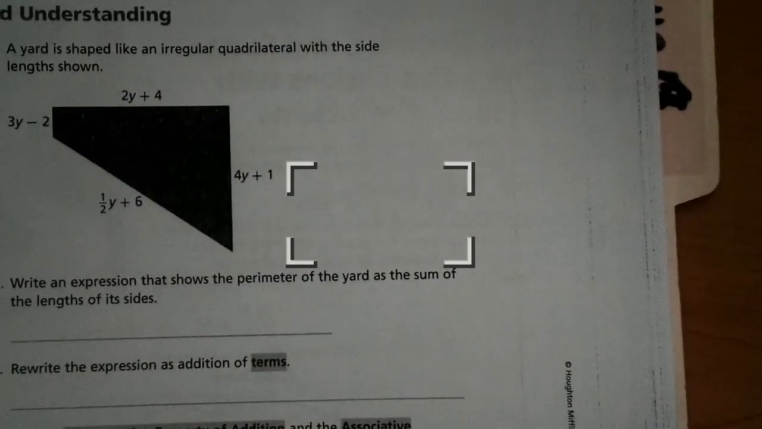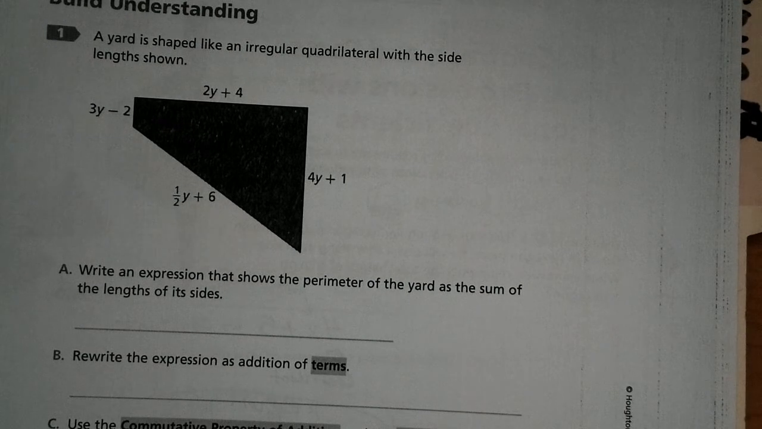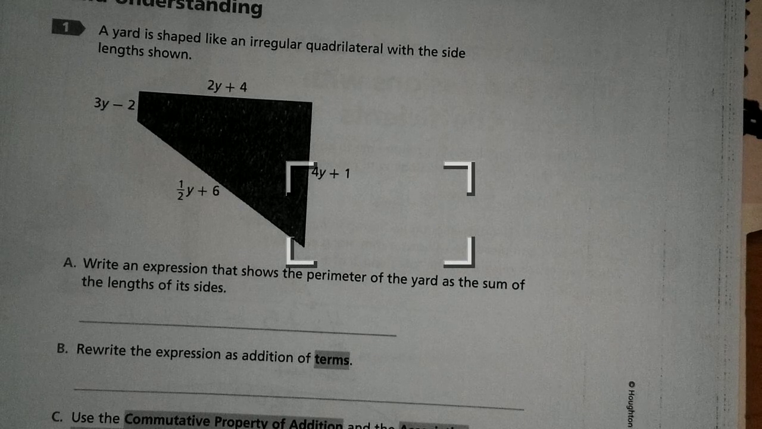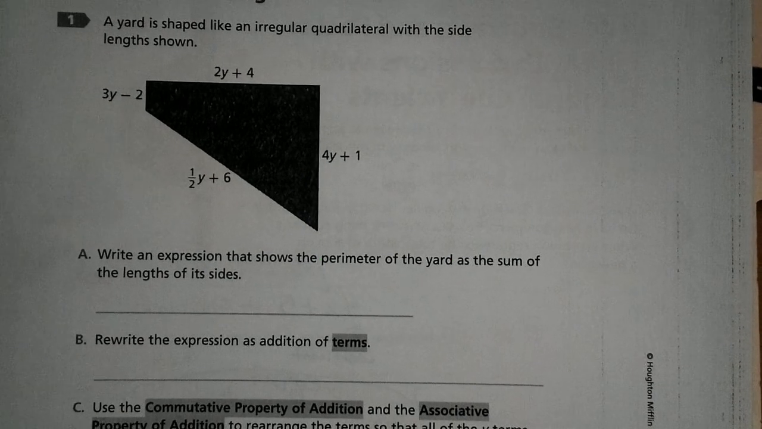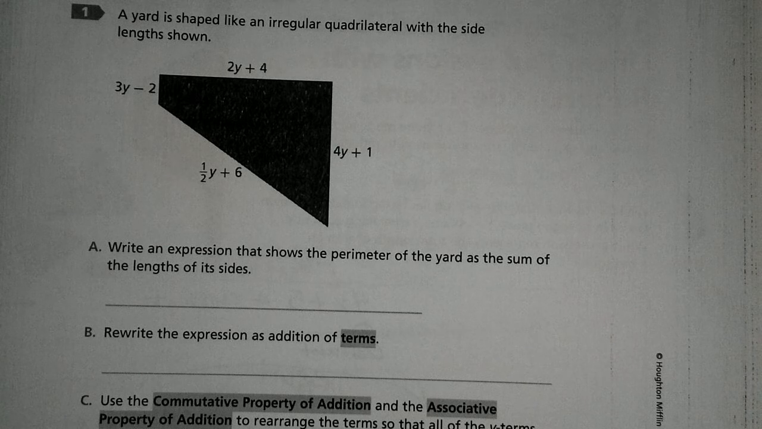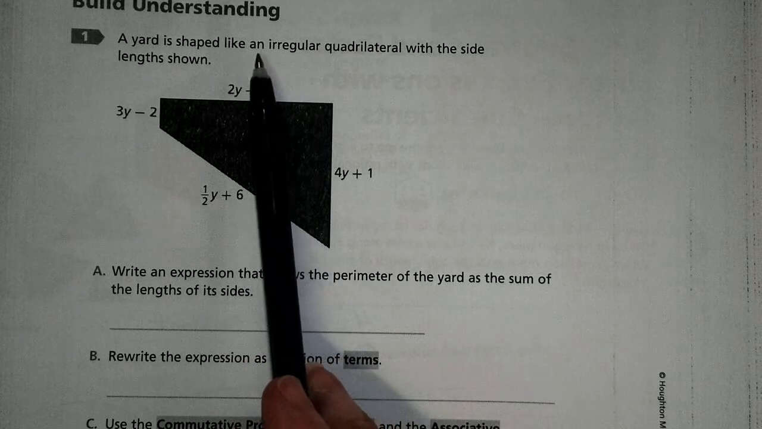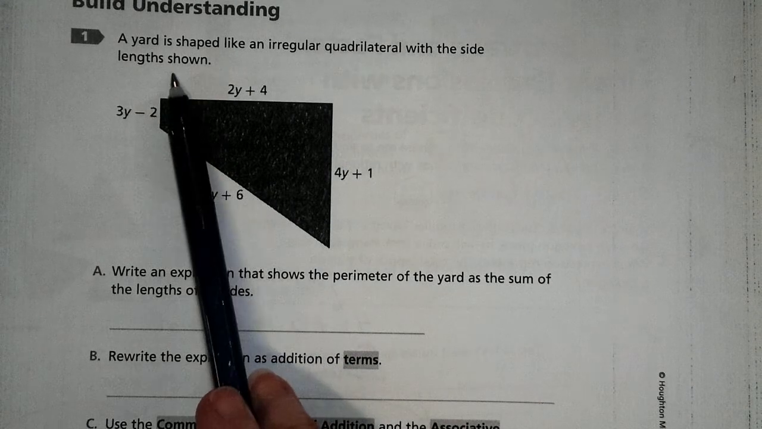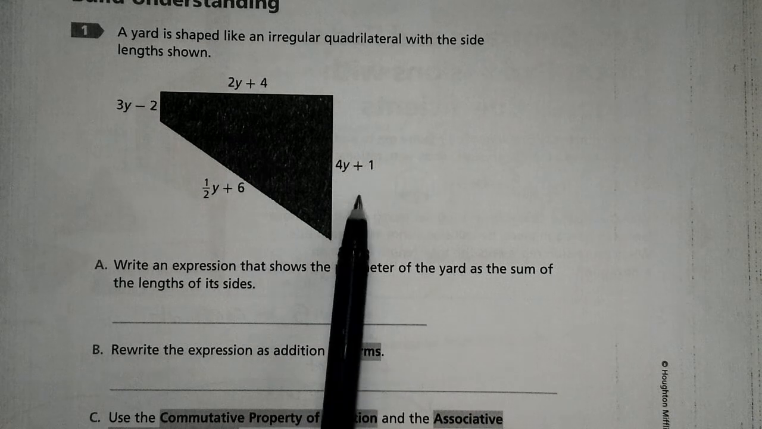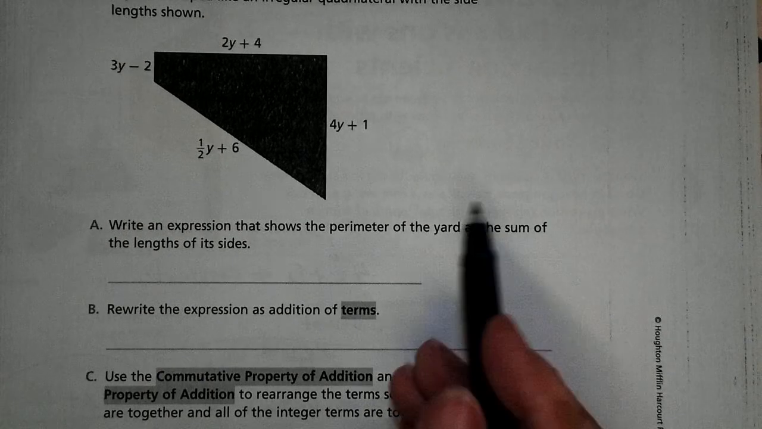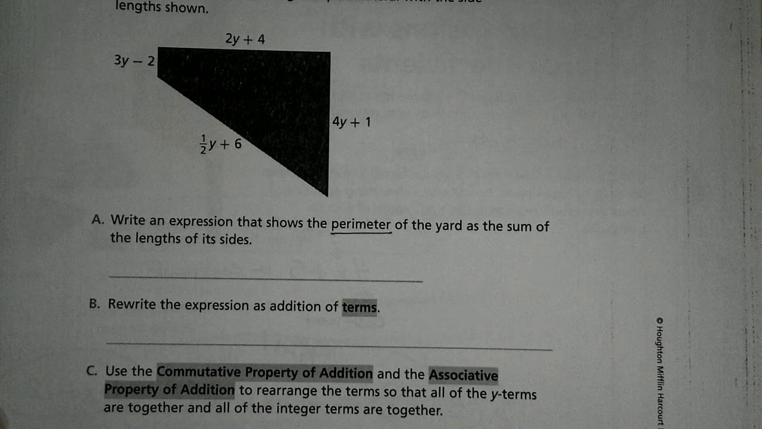All right, so let's look at number 1. And guys, as we go through this, we're going to go a little bit off script, and we may not fill in every single box just because I don't like the way that they do this particular lesson, okay? They make it a little bit harder than what it's supposed to be. All right, so we have a yard that's shaped like an irregular quadrilateral with the side lengths shown. So 2y plus 4, 4y plus 1, 1/2 y plus 6, 3y minus 2. Okay? We want to find the perimeter.